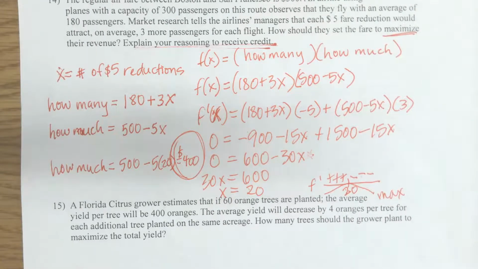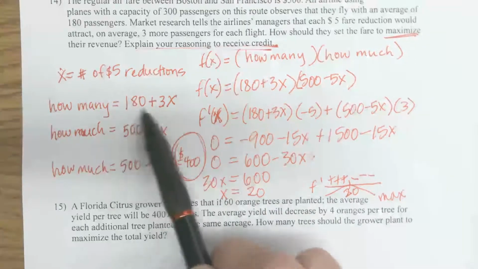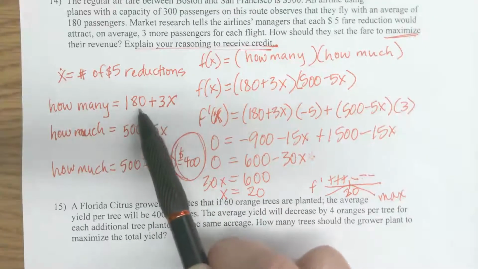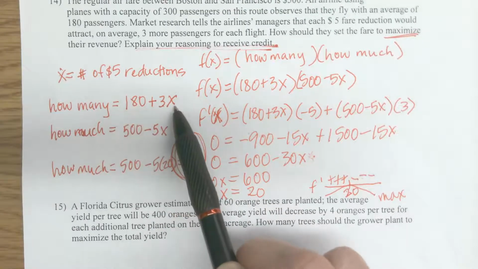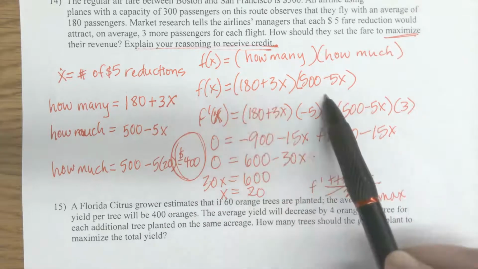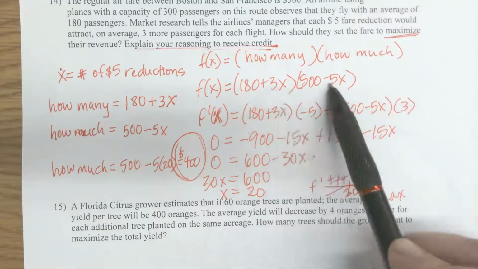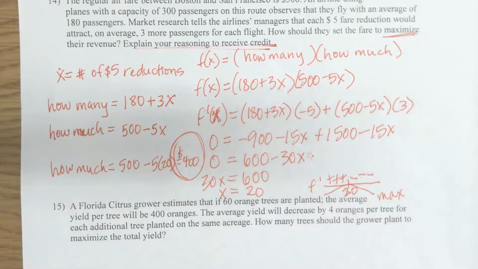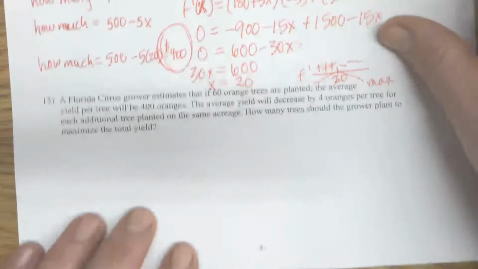If they said how many passengers, then I'd have to go into the passengers and put 20 in there. So 180 plus 3 times 20. Yep. And then again, if they wanted me to say how much are they going to make, then I'd have to put it in both and multiply that together. You know, so it just depends. Okay, so one more problem, similar fashion.